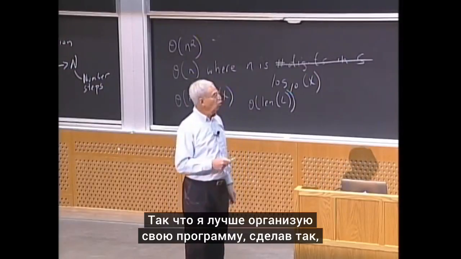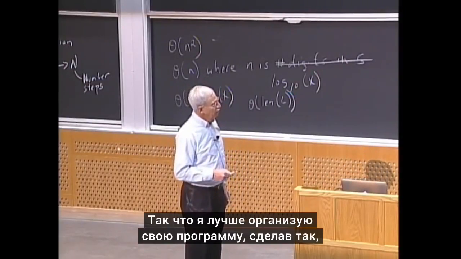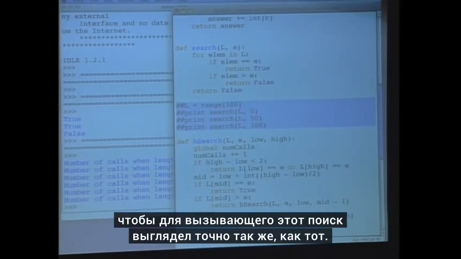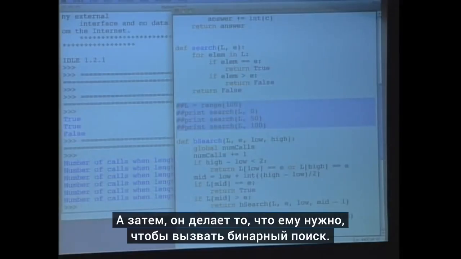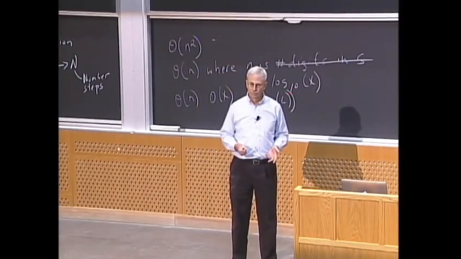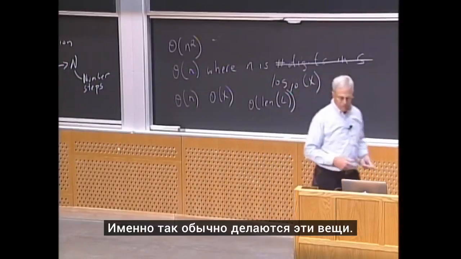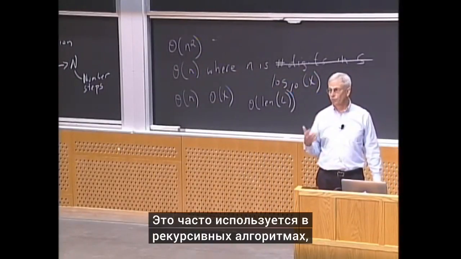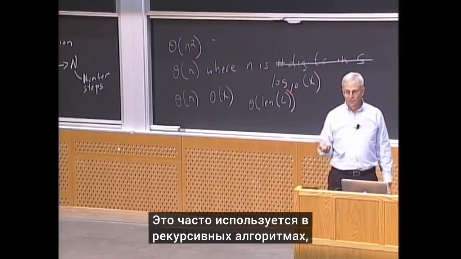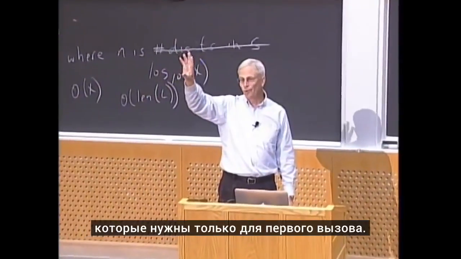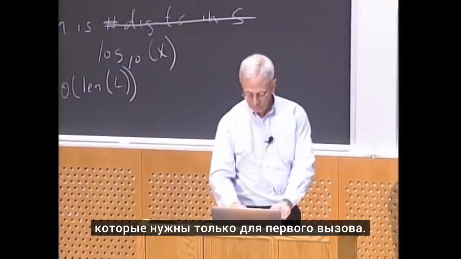So I typically will organize my program by having this search look exactly like this search to a caller, and then it does whatever it needs to do to call binary search. So that's usually the way you do these things. It's very common with recursive algorithms, various things where you need some initial value that's only there for the initial call, things like that. All right.